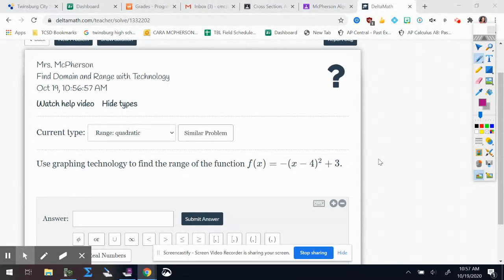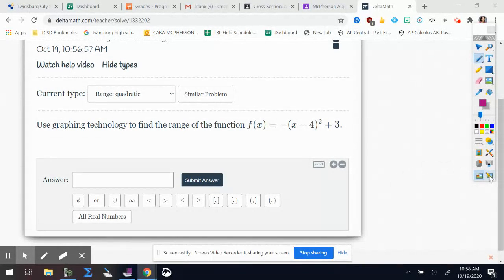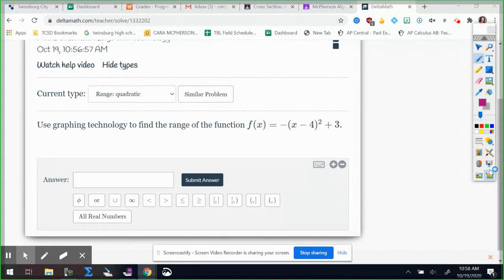My range isn't, though, so I wanted you to see a range one so you could be comfortable with it. So this one wants to know what the range of this function is, and it says you can use your graphing calculator, but I'm actually going to show you that you really don't need to. So if you think about what this looks like, this parabola flips upside down. It goes 4 to the right and it goes 3 up. So if we think about, I'm just going to draw a really rough sketch here.